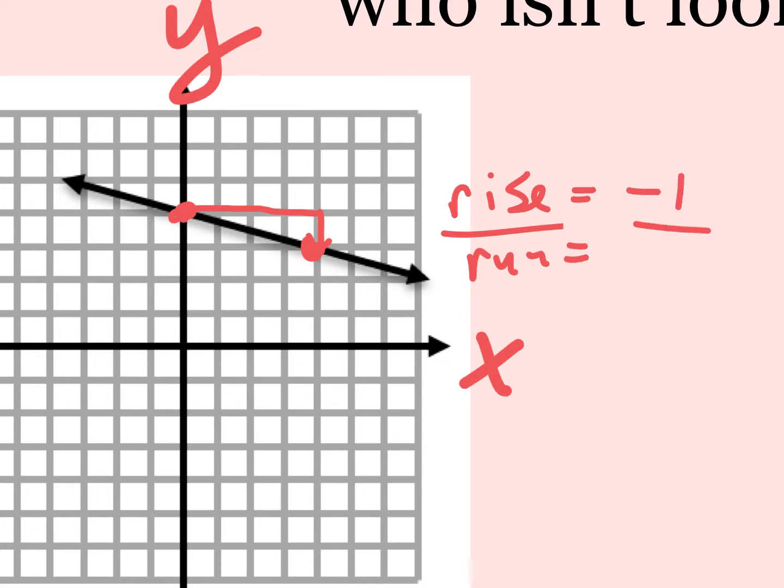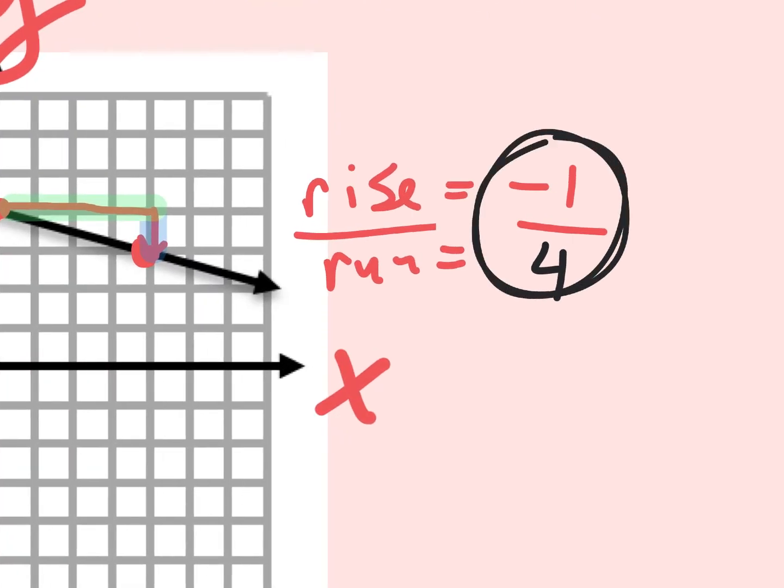Okay. If you're like, what are you talking about? It's this part right here. See how we had to go down 1? That's a rise of negative 1. The run was this part. How much run did we have? Well, we went over 1, 2, 3, 4, so it's 4. So there's your slope, -1/4. Does that make sense?